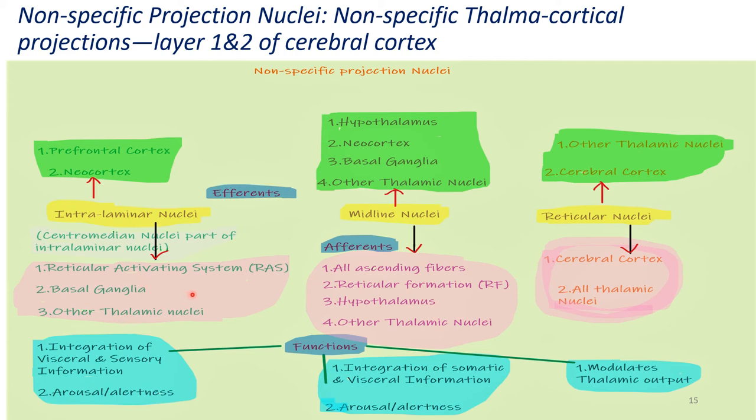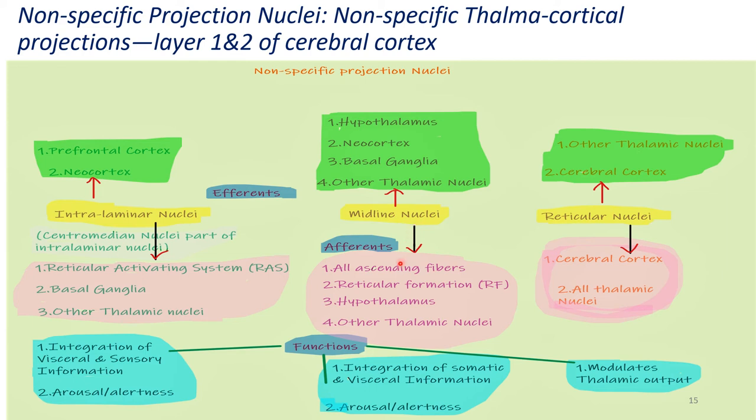Then coming to the midline nuclei, if you remember, midline nuclei are present in the interthalamic adhesions, which connect the two thalami, and they are located in the wall of the third ventricle, because the third ventricle separates the two thalami. They receive all the ascending fibers, like spinothalamic, trigeminal lemniscus, the medial lemniscal, and the reticular formation. They all send impulses to the midline nuclei.